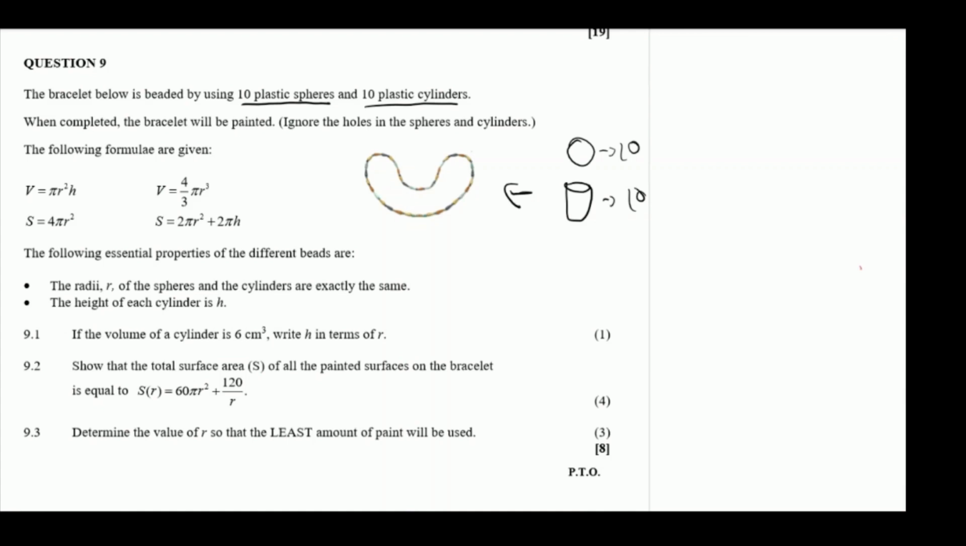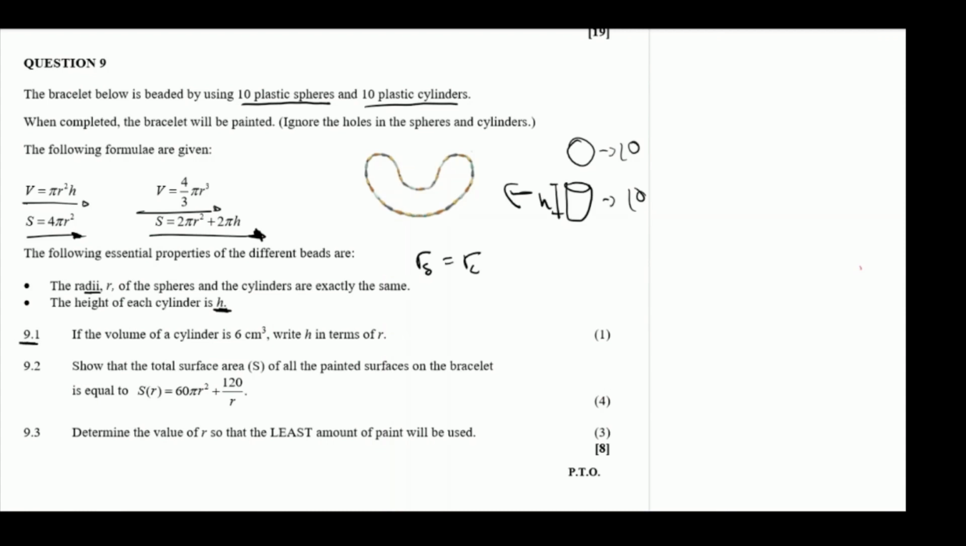The following formulae are given. So this is the volume of the cylinder, and this is the volume of the sphere. This is the surface area of the sphere, and then this is the surface area of a cylinder, right? The following essential properties of the beads: the radius r of the sphere and the cylinder are the same. So the radius of the sphere and the radius of the cylinder are equal. The height of each cylinder is h.